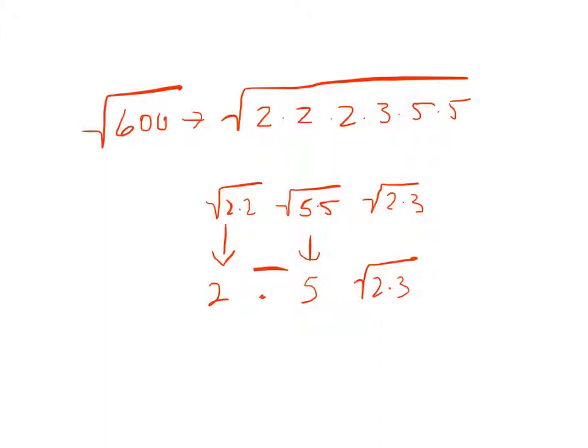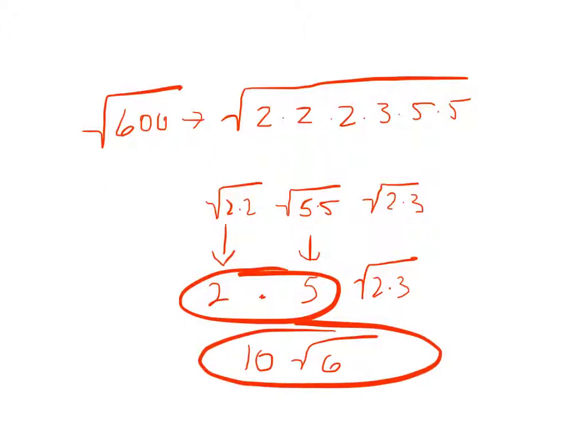And now we can multiply these two here. That'll be 10. And 2 times 3 is 6. So by using factoring, we learned that another way of writing the square root of 600 is 10 times the square root of 6.